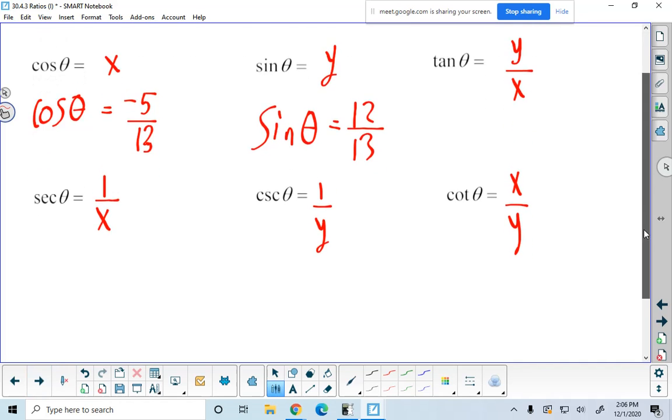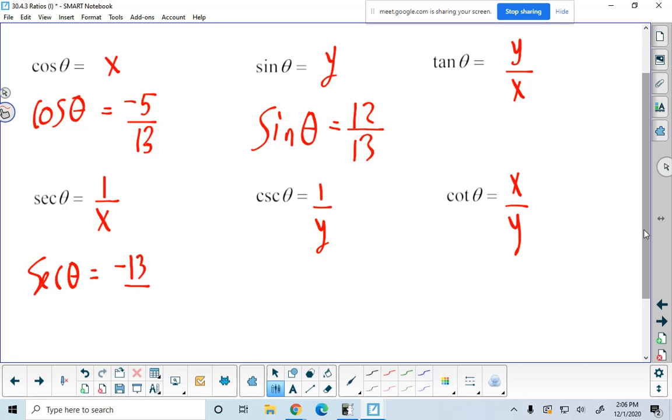What would the secant of the angle be? Well, secant of the angle is going to be the reciprocal of cosine, so we flip that number over. Now, I prefer to put the negative on the top. Even though it was with the 5, I'm putting it on the top anyway when I flip it over. Cosecant is the reciprocal of sine, which means I take sine, 12 over 13, and I flip it over.